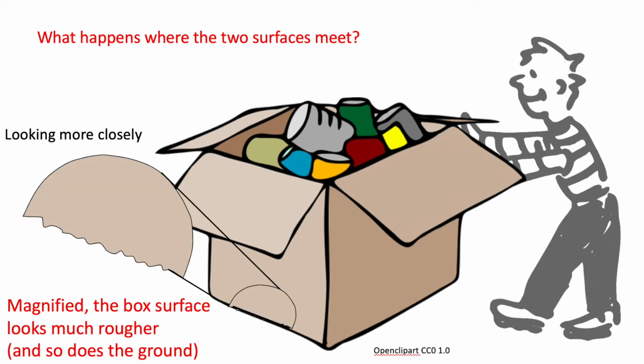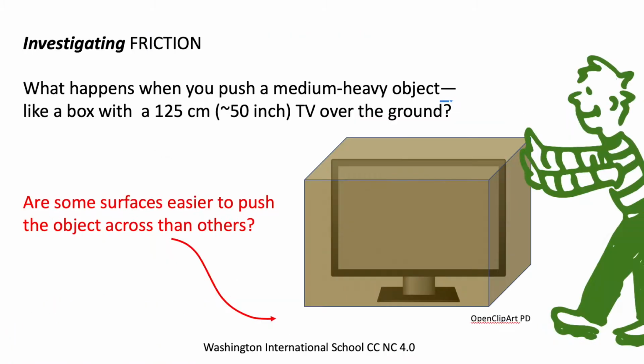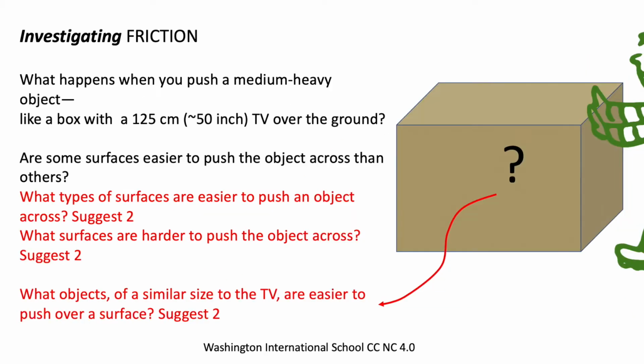Well, if we look more closely, we see that things are actually rougher than they seem, the cardboard box and indeed the ground. So if we have a large TV in a box, what happens when you push it? Are some surfaces easier to push the object across than others? So just pause here to suggest easier surfaces and ones that might be harder.